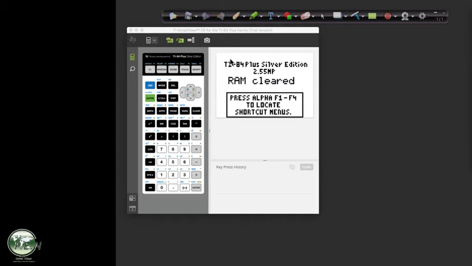Okay. So we've got this. Let's see if this works. Does this work? Yeah. So let's go ahead and start with our word of the day.